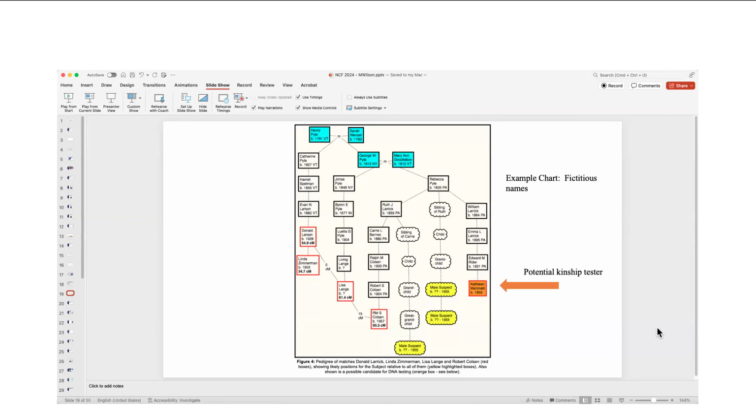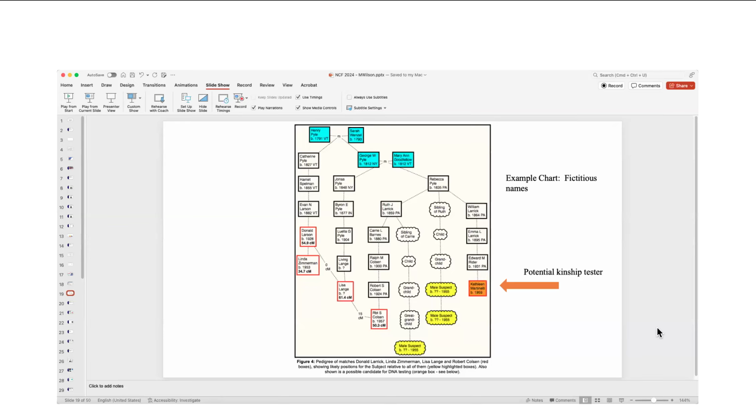And then you can see that some of them don't share any DNA with each other. So that's interesting. That factors into the genealogist's tree building and their thinking. And then you can see that in this case, on the far right, the genealogist has recommended a potential kinship tester out here, Kathleen Martinelli.